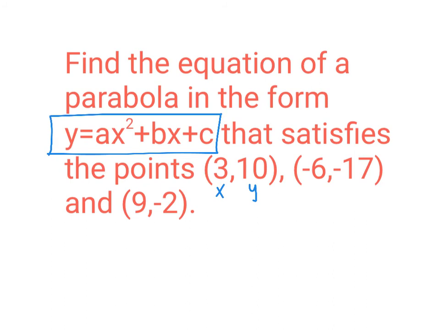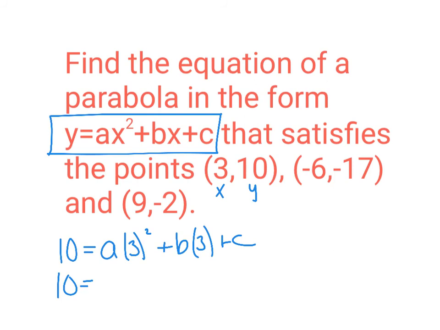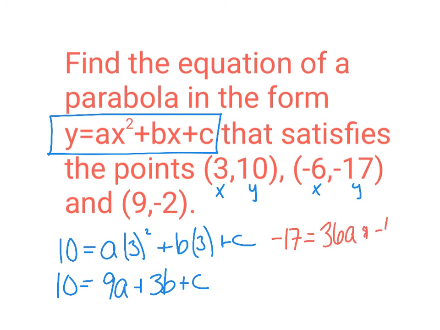So all I'm going to do is plug them in. So 10 equals, I don't know a, but x is 3, plus b times 3, plus c, and I'm going to clean that up. So 10 equals 3 squared is 9a, plus 3b plus c. So there's one equation. Then I can do the same thing with the negative 6 and the negative 17. So negative 17 equals, negative 6 squared, so that's 36a, minus 6b plus c. So I plugged in negative 17, and I plugged in negative 6.